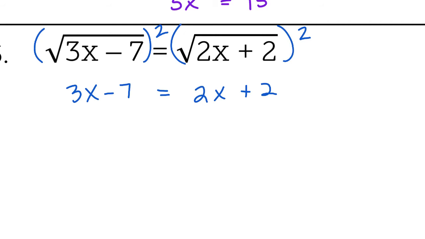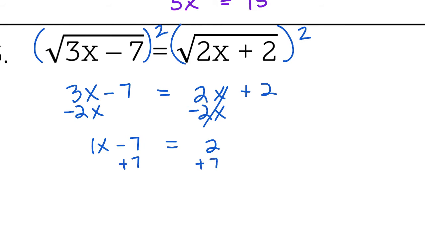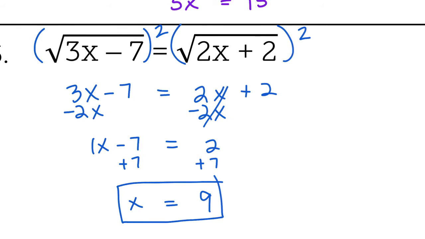Now I want to get my variable to one side, so I'm going to subtract 2x from both sides. That leaves me with 1x minus 7 equals 2. Add 7 to both sides. So then I'm left with x equals 9. Notice I took off the 1 right here, because anytime there's a 1 in front of a variable, you don't really need to write it anymore. So that just saved me some time on my solution.